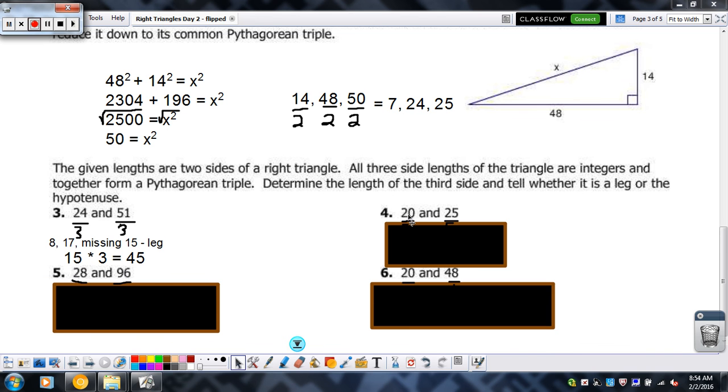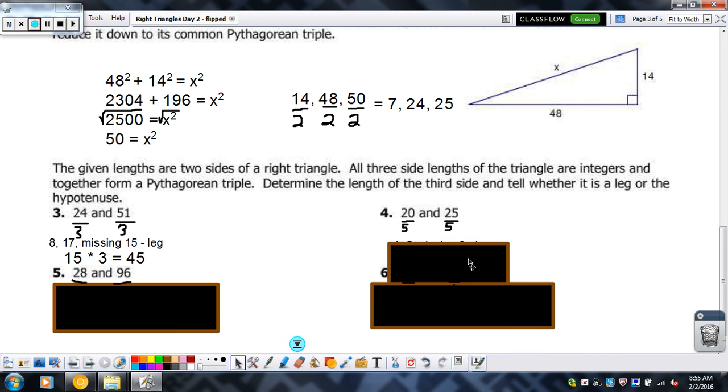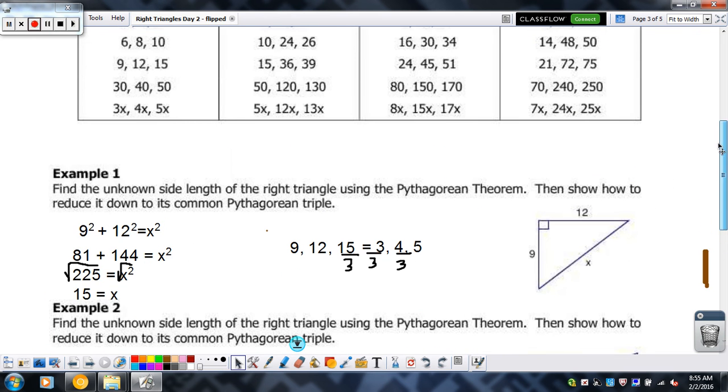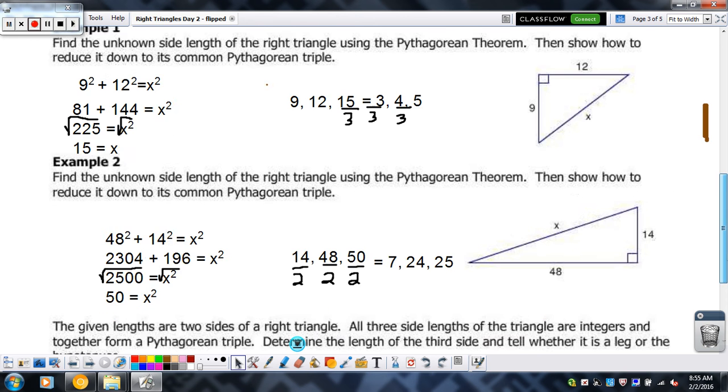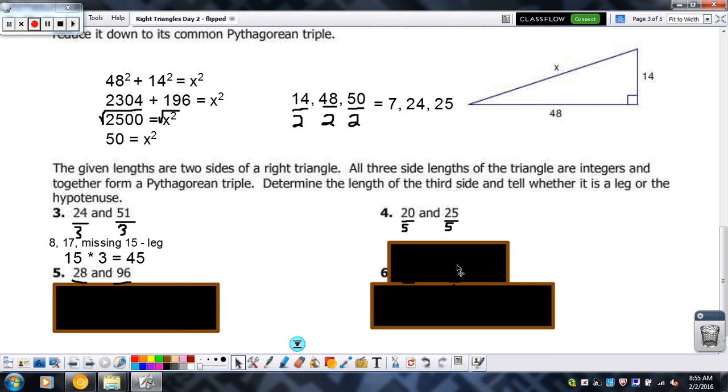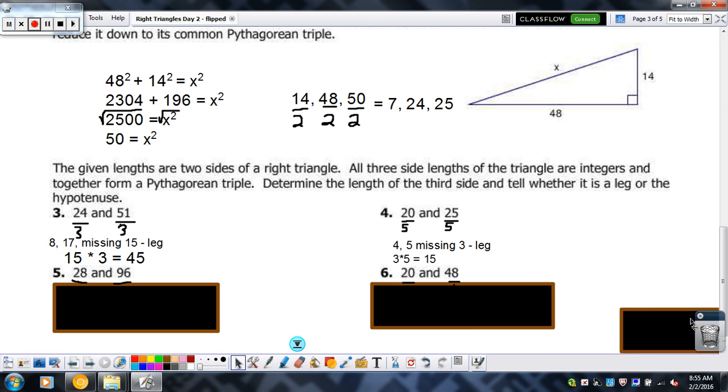Now in number 4, my two sides are 20 and 25. Right away I see they're both divisible by 5. When I divide them both by 5, I'm left with 4 and 5. When I come back up, here's my common Pythagorean triple with 4 and 5. The missing number is 3. So that means that 3 represents my missing side length. Since it's not my largest number, I know it must be a leg, not a hypotenuse. Now to find the measure of the actual side, I'm going to multiply by the same number I divided by. So I'm going to take 3 times 5 to get 15 for my missing side length.